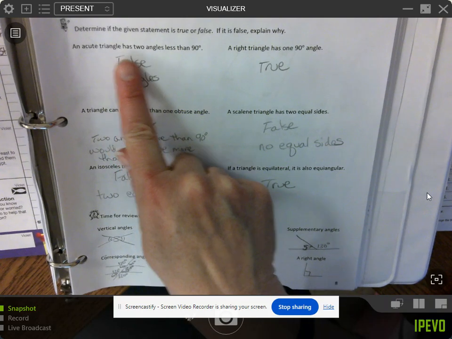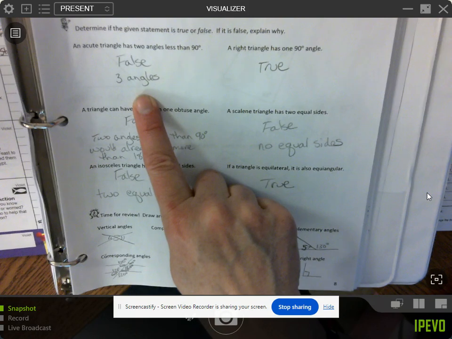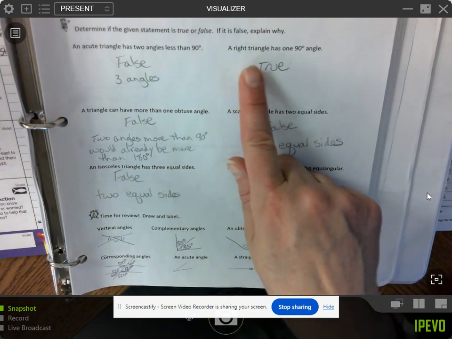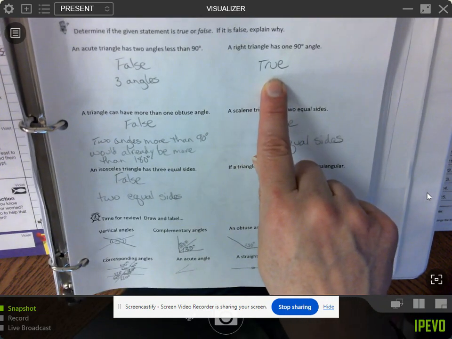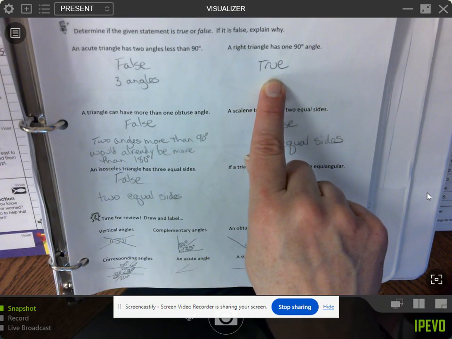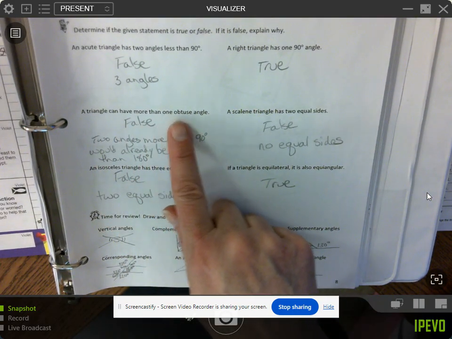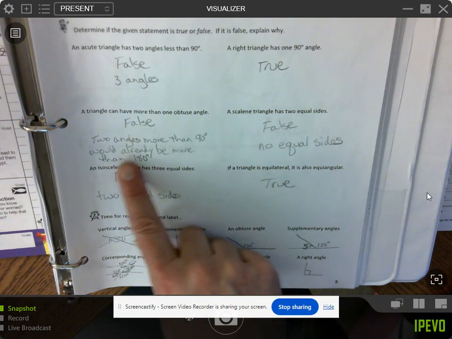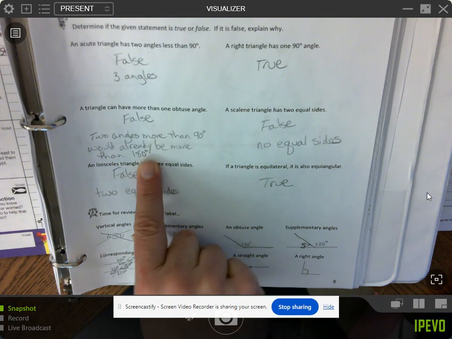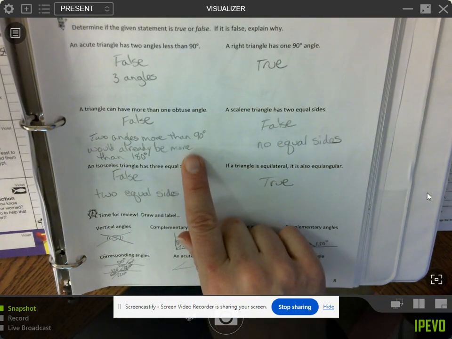An acute triangle has two angles less than 90 degrees. That is false. It has three angles less than 90. A right triangle has one 90-degree angle. That is true. It can only have one at 90 degrees, otherwise it wouldn't be a triangle. A triangle can have more than one obtuse angle. That is false. Two angles more than 90 degrees would already be more than the 180 degrees. We can only have 180 degrees in a triangle. Two obtuse, and it would be more than 180 degrees.